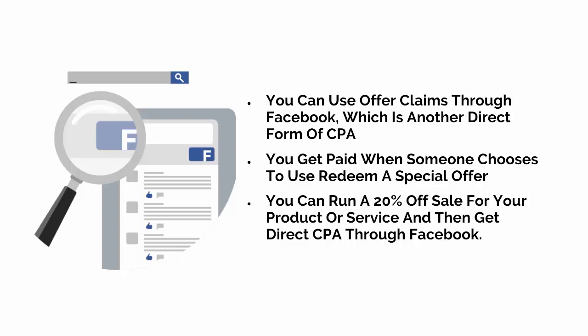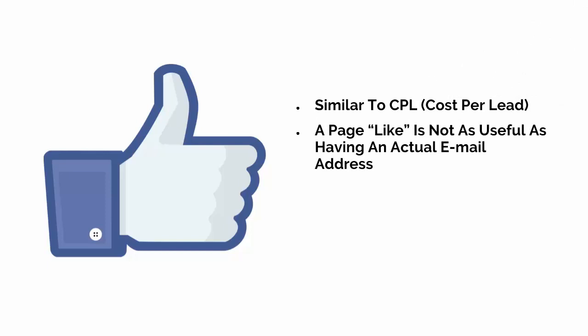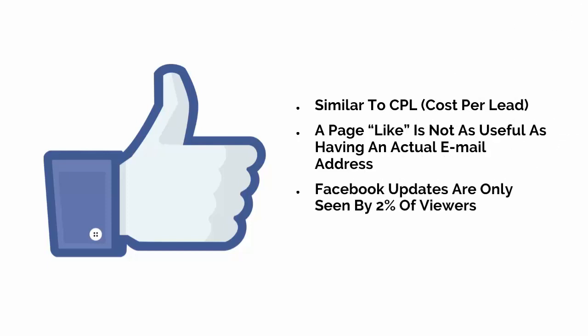And finally, if you look at CPA for page likes, this can be considered somewhat similar to CPL, cost per lead. Getting a page like gives you a lead in a sense that you can try to convert your page likes to emails. Note though that a page like, although valuable, is not as useful as having an actual email address. Apart from anything else, when you update your Facebook page, it will only be seen by about 2% of your viewers. In order to actually get a post seen, you have to pay for a page post ad, and that means you're essentially paying to contact the list that you paid to build.